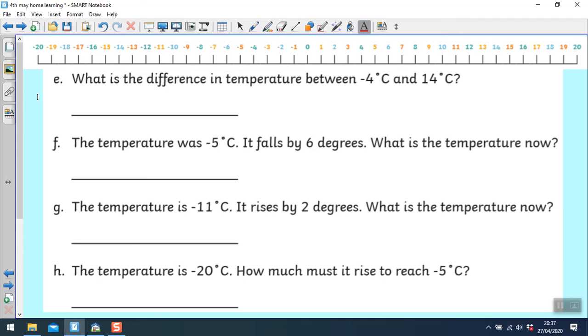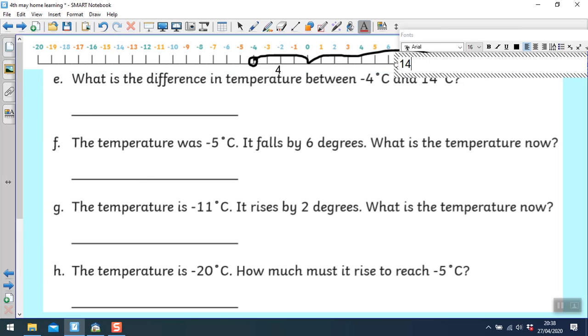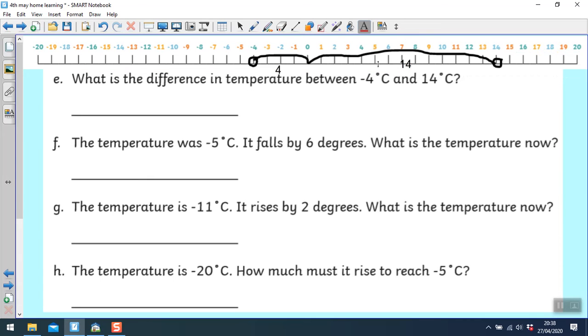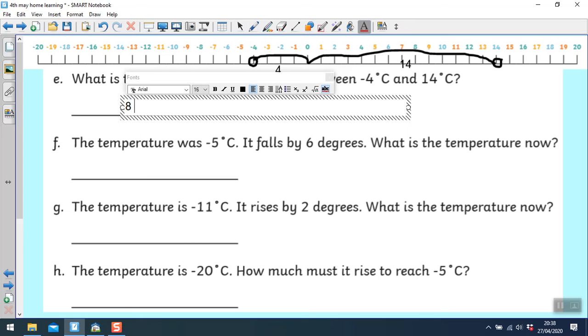Okay, E, what is the difference in temperature between negative 4 and 14? So we can use the number line again. Negative 4, add what makes 14? Think about your jumps. You can jump up to 0 and then jump up to 14. Negative 4, add 4 makes 0. And then 0 add 14 makes 14. So altogether you've added on 18 degrees. My 1 doesn't always work.